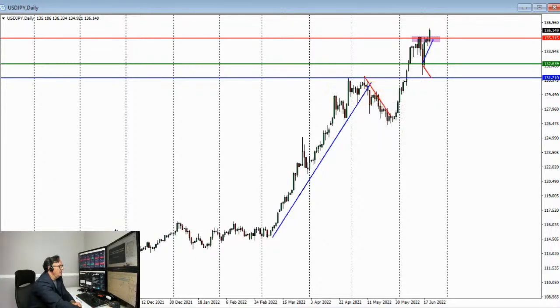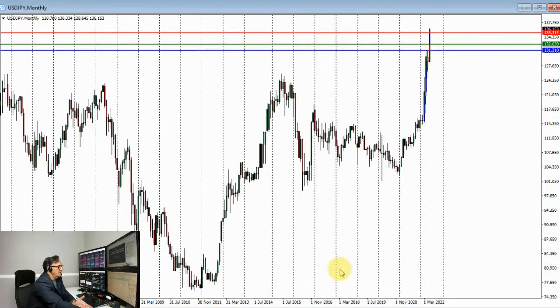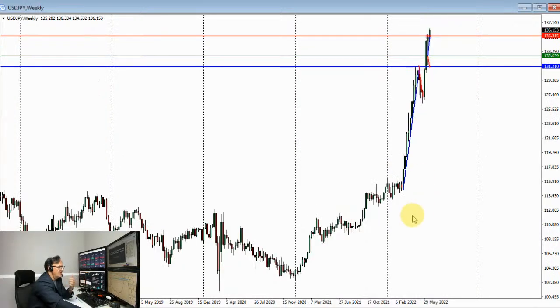Now, how far can this go? Well, let me show you. This is the monthly chart. So we are really high. Look, this is 2002, 2006, 2014. So the price is breaking through all of these previous highs. So it's exuberant levels. Now, nothing goes up forever.